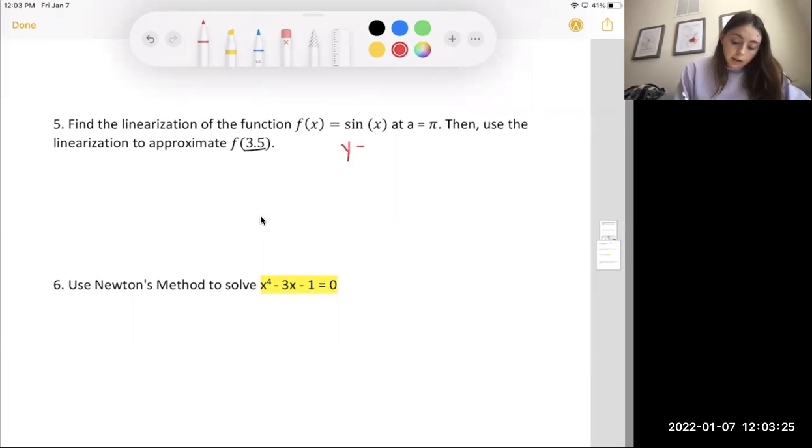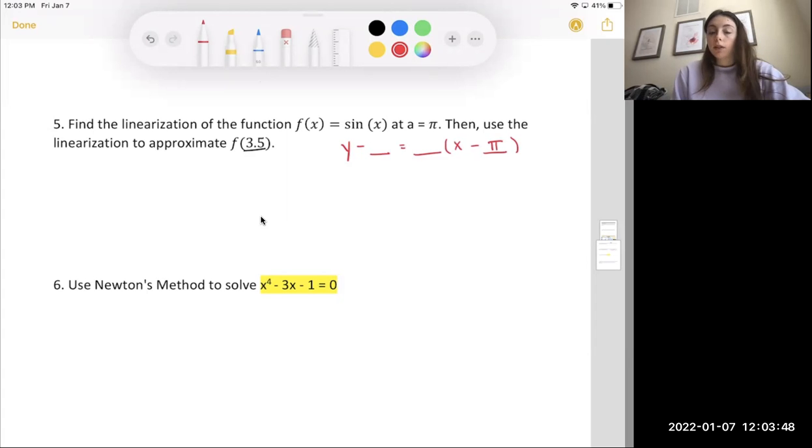The tangent line equation. I want to find the tangent line equation at pi for sine of x. So I know that I'm going to be putting pi as my x value because I'm finding the tangent line at pi. So one thing I need to do is find the y value of the function at pi.